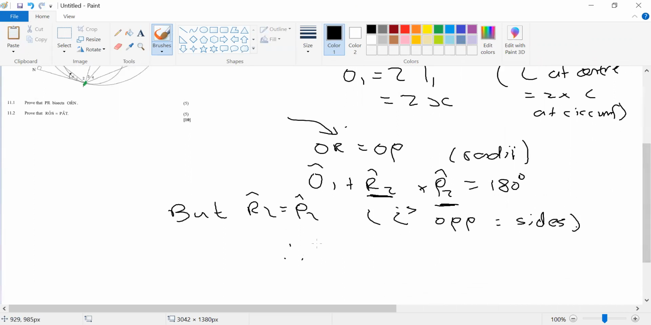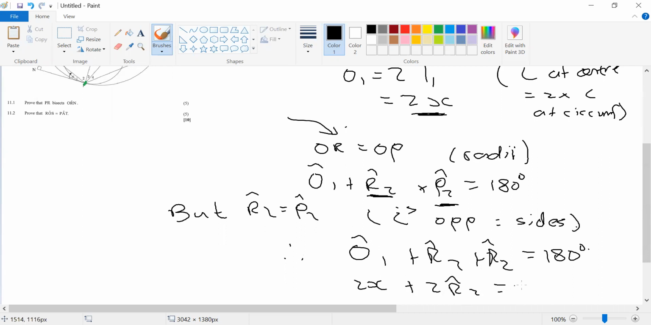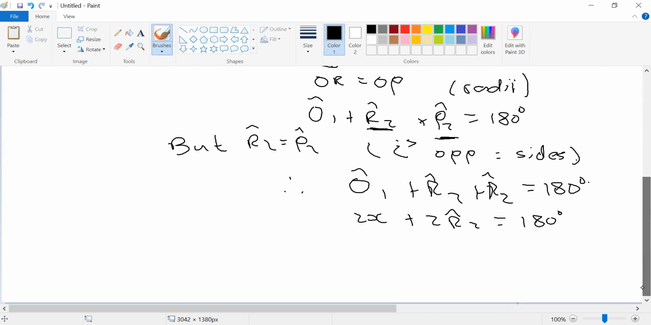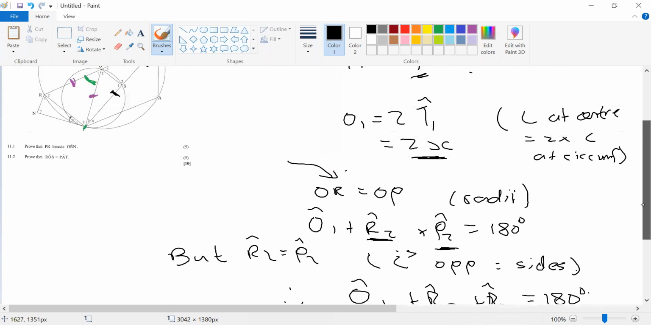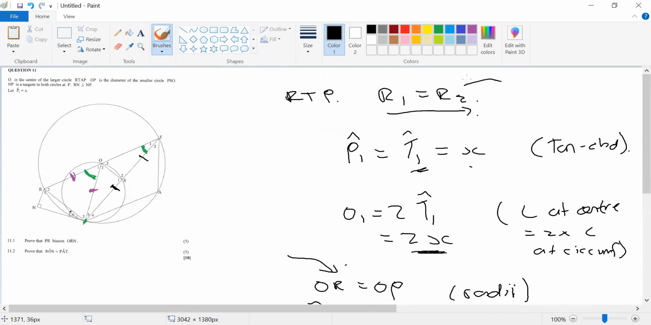So therefore, your new equation is now O1 plus R2 plus R2 is equal to 180 degrees. And I already know O1 is 2x. So 2x plus 2R2 is equal to 180 degrees. And then 2R2 is equal to 180 minus 2x. And then angle R2 is equal to 90 minus x. So we now know what angle R2 is, which is 1/2 of what we need.